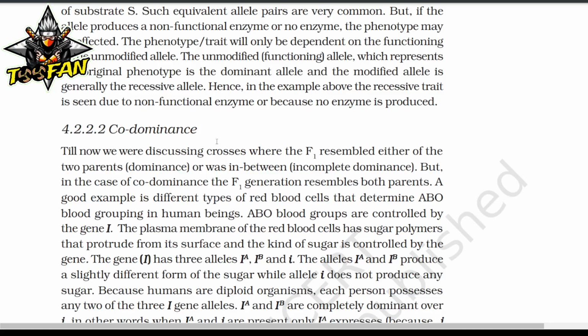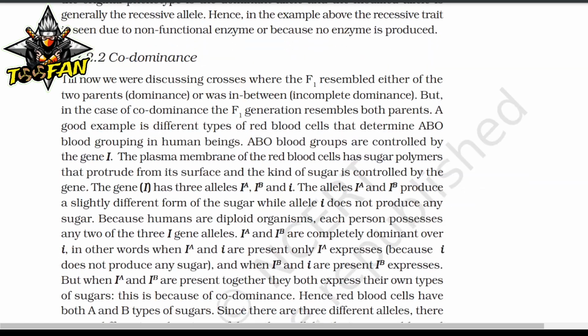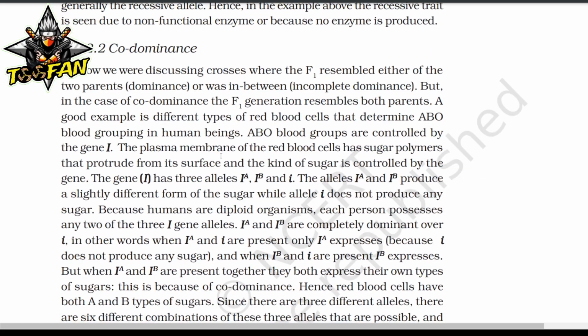The gene has three alleles, IA, IB, and i. The alleles IA and IB produce a slightly different form of the sugar, while the allele i does not produce any sugar. Because humans are diploid organisms, each person possesses any two of the three I gene alleles. IA and IB are completely dominant over small i. In other words, where IA and i are present, IA expresses because i does not produce any sugar, and when IB and i are present, IB expresses. When IA and IB are present together, they both express their own types of sugar. This is because of codominance. Hence, red blood cells have both A and B types of sugar.